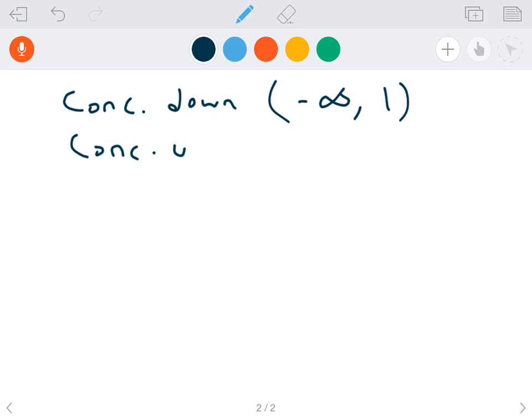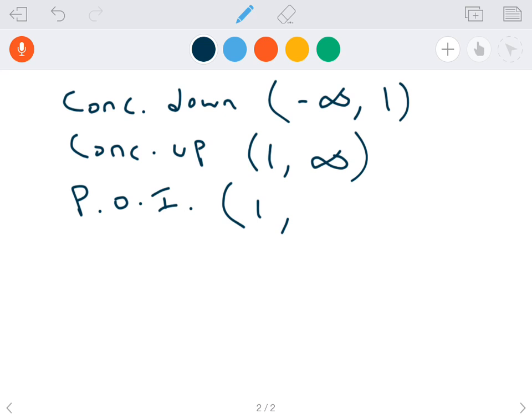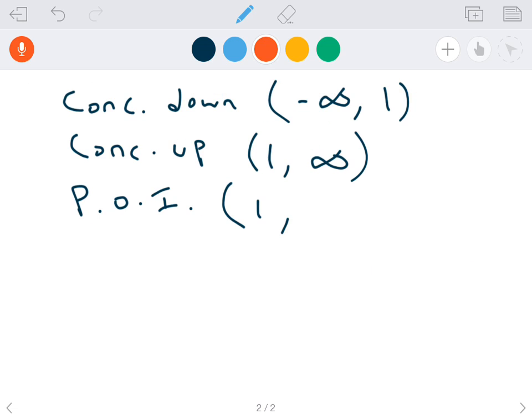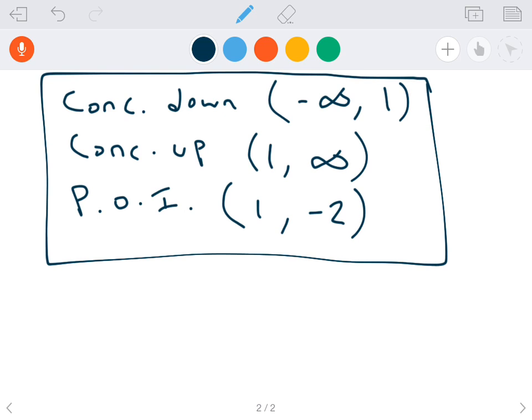And so I see that it is concave down from negative infinity until that point of inflection at 1. It's concave up from 1 to infinity. And then I have a point of inflection at x equals 1. This is a coordinate point now, and so I need to go look and see what happens when I plug 1 into the original function. I get 1 cubed minus 3 times 1 squared, so 1 minus 3 is negative 2. And now I've got a nice formal answer for the first part of the question.